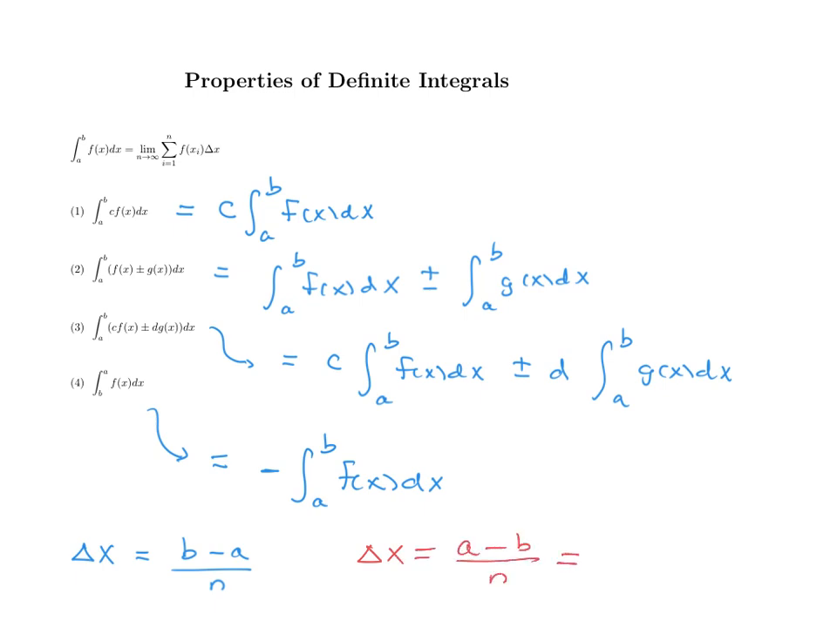And here, you can rewrite the numerator by factoring out a negative. That's negative b minus a over n. For this reason, if you reverse the bounds, a negative will come out, which you can completely factor out of the sum and the limit. So if you switch the bounds of integration on a definite integral, it will produce a negative in your answer over here.